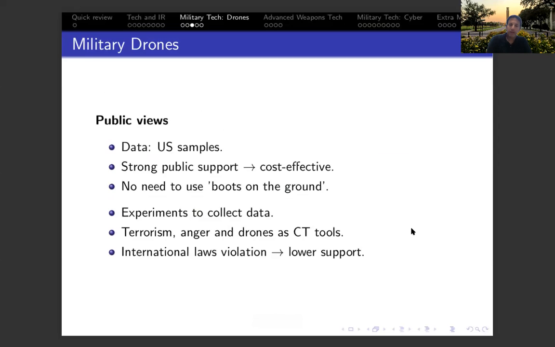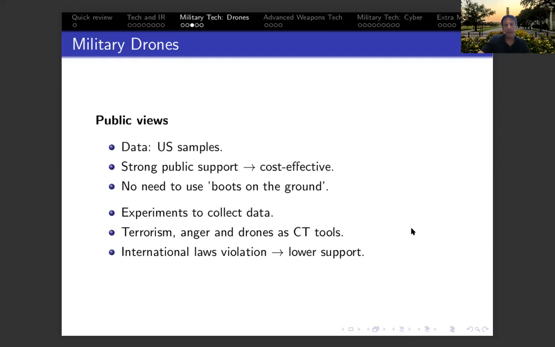Overall, most of the data is collected, and we'll talk a little bit about that in a few minutes also, in more detail. Specifically, when we talk about drones, most of the data is collected in American samples. And overall, research in that sense shows there is strong support within the American public for the use of drones as a tool when it comes to conflicts, especially because of their cost effectiveness compared to the alternative of using soldiers, what's called boots on the ground. And this is a relatively vast support which transcends party lines.